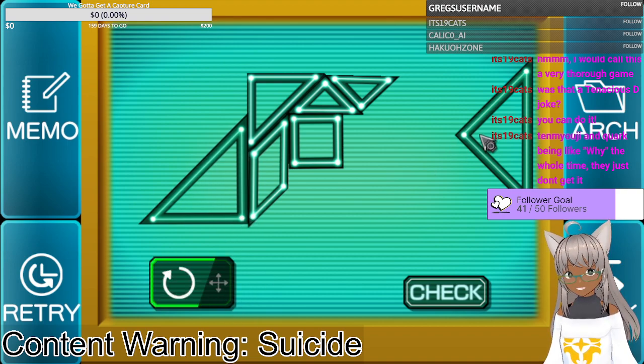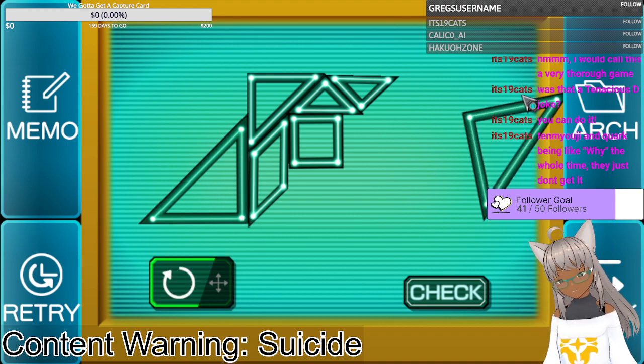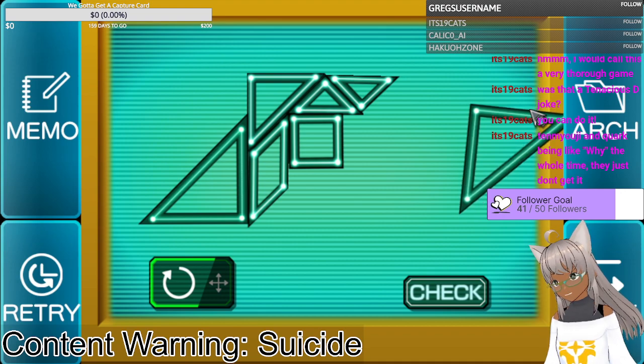You don't understand, Quark! We gotta take the secret exit!